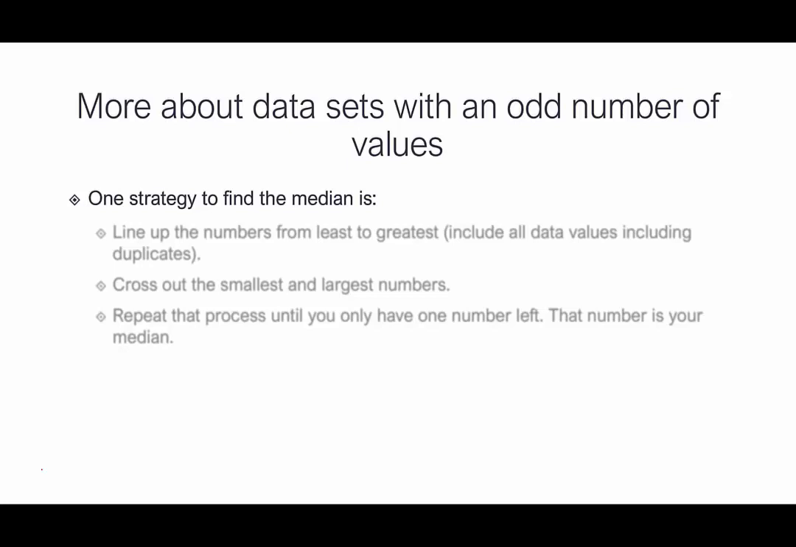One strategy we may use to find the median is to line up the numbers from least to greatest, include all data values, including duplicates. So if the number 17 is listed 4 times, we include 4 17s. Cross out the numbers from smallest to largest. So we'll cross out the smallest number and the biggest number. Then the second smallest and the second biggest, third smallest, third biggest. We repeat that process until you only have one number left. That number is your median.